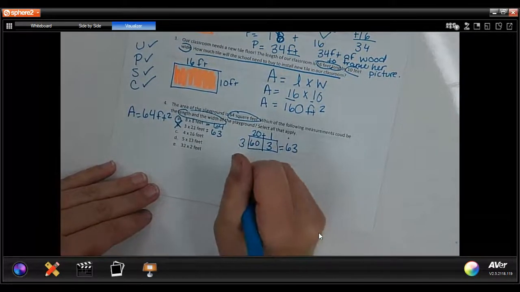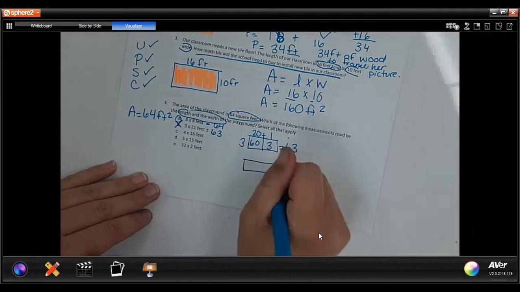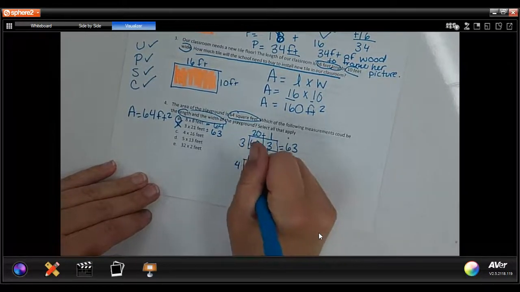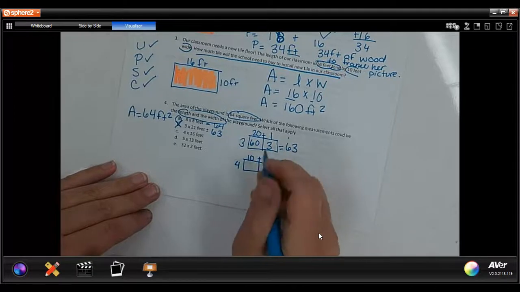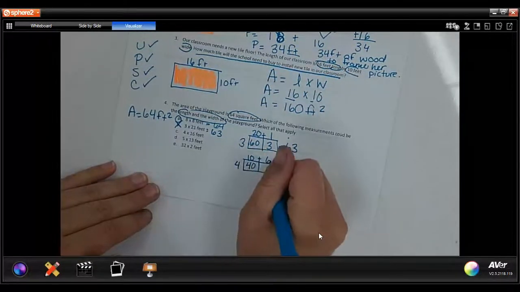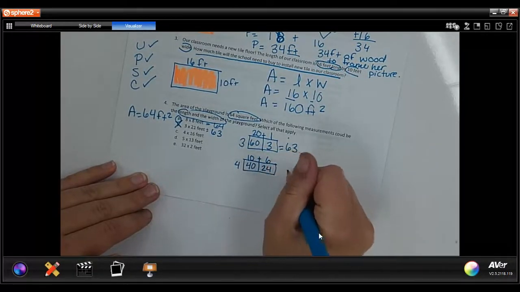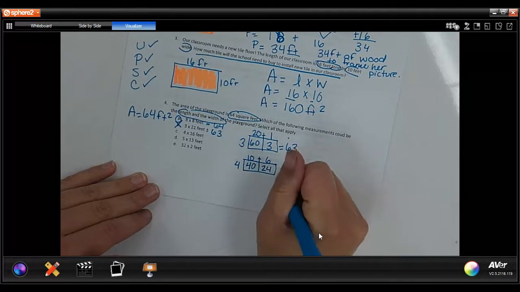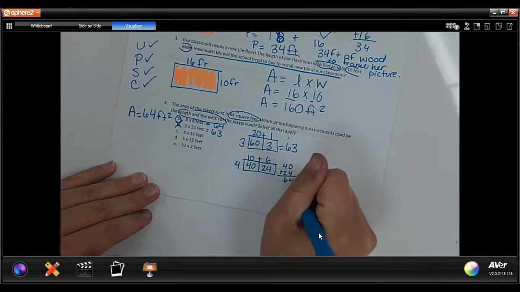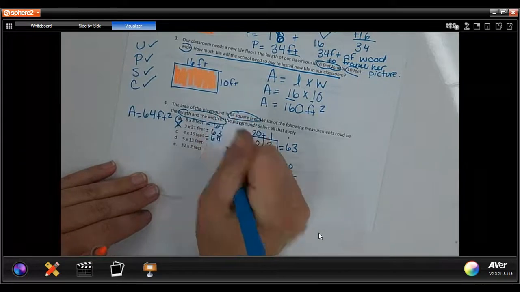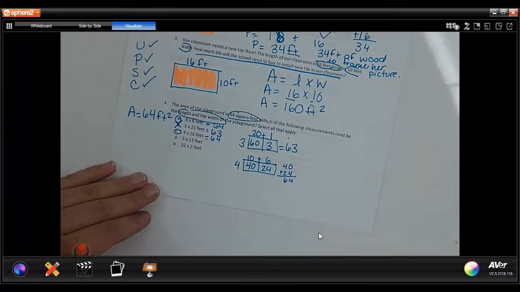Next, I'm going to solve 4 times 16 using the area model as well. 4, 10 plus 6. 4 times 10 is 40. 4 times 6 is 24. If I add those up, 40 plus 24, that will give me 64. So that does equal 64. So that is one of my answers.